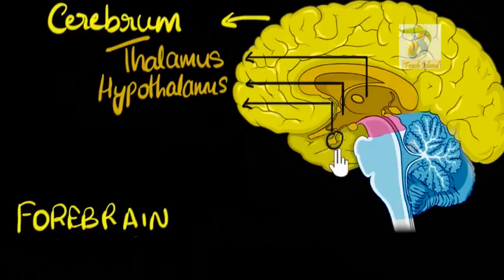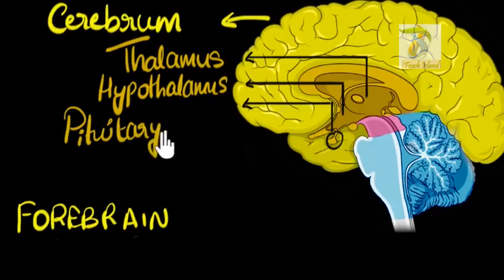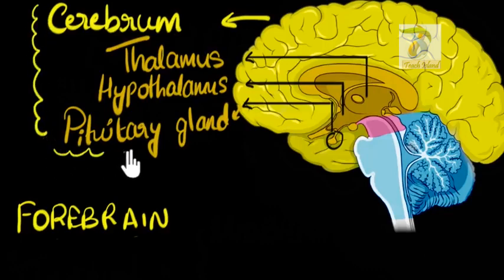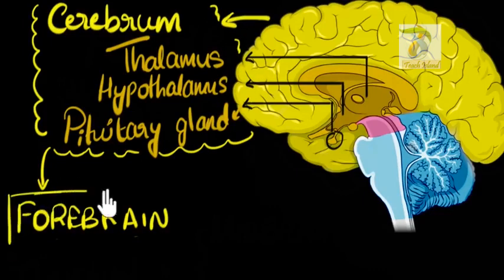And this last part, which we'll be interested in, the small thing that you can see over here, that is called the pituitary gland. Right, this part over here, okay? So these are the 4 parts of our forebrain. These are the only parts that we'll concentrate on. So let me just put them together. So this is your forebrain parts.